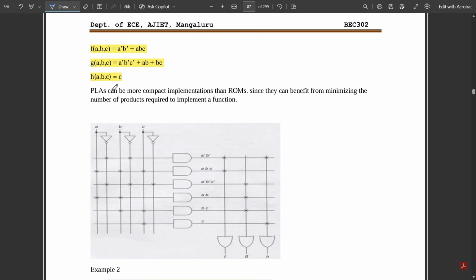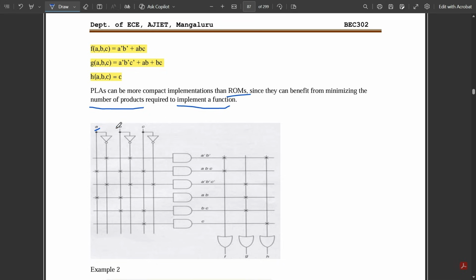How it could be done, you see here. PLAs can be more compact implementations than ROMs since they can benefit from minimizing the number of products required to implement a function. Okay, the basic job of the PLA is to minimize the number of products in order to simplify the equation. First, what you need to do: in F, G, H, whatever terms are there, the common terms which are repeated, and the functions are generated by these three variables, that is a b c.